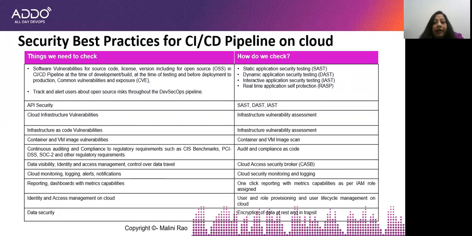Sorry. Then identity and access management on cloud, you should make sure that proper user and role provisioning and user lifecycle management process is followed. And then you follow the least privilege access principles and need to know basis principles, which are the best practices for identity and access management. And then for data encryption, for data security, you make sure that your data is encrypted at rest and in transit.